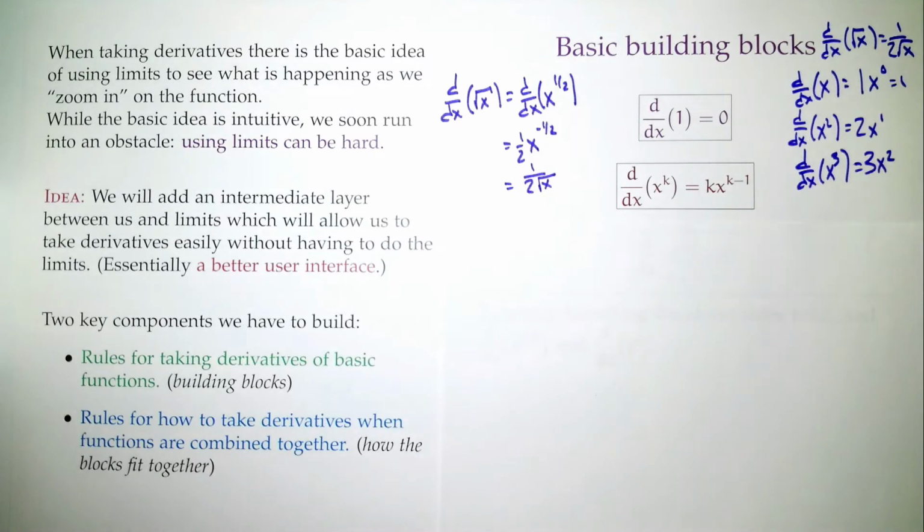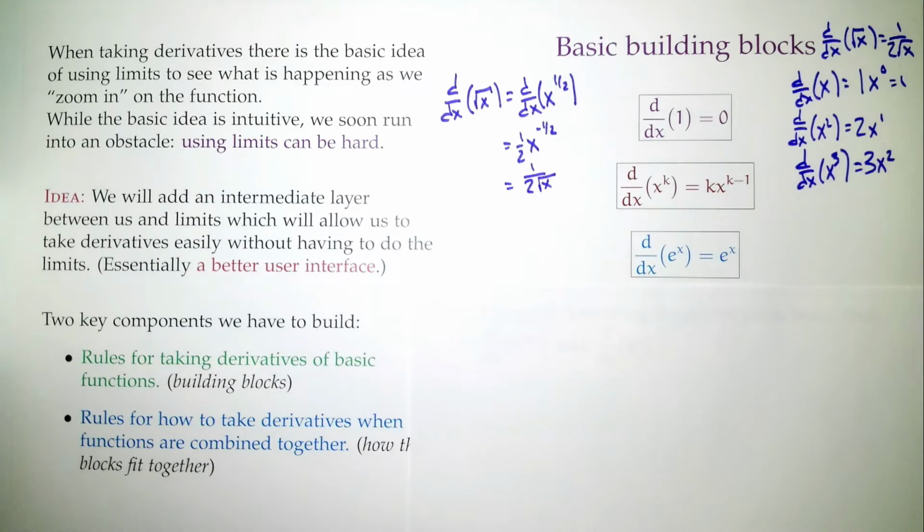So all the derivatives we've done so far follow this rule, and we're going to show you how the rule works for some special cases. And the last building block for today, not the last rule for today, but the last building block, is the exponential function. If I have e to the x, and I take the derivative of e to the x, I'm going to get e to the x back.